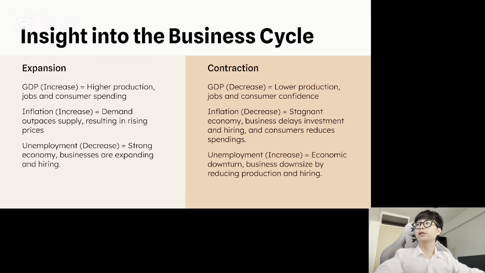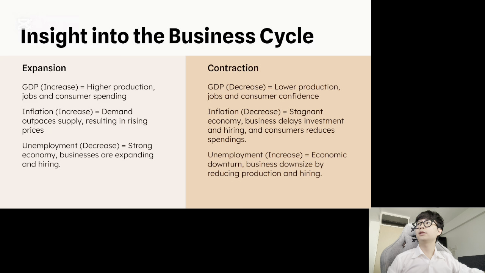So how do changes in these indicators provide insight into the business cycle? Expansion. In this phase, GDP is growing, inflation may be moderate, and unemployment is falling. Consumer and business confidence is typically high, leading to increased spending and investment.